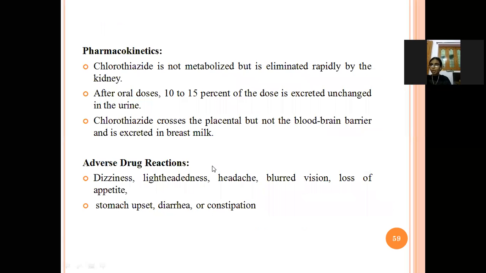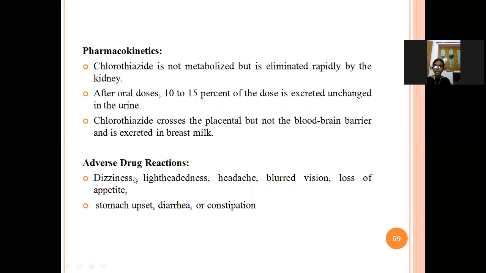Next, pharmacokinetics. It is the oral route of administration, but it does not undergo metabolism, and it is eliminated through the kidney in the unchanged form. So it is rapidly eliminated through the urine in the unchanged form, and it crosses the placenta and does not cross the blood-brain barrier, and also it is excreted in the breast milk, means the mothers who feed their children, no? So through the breast milk it will get eliminated.